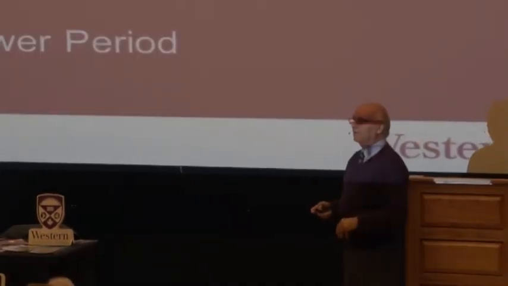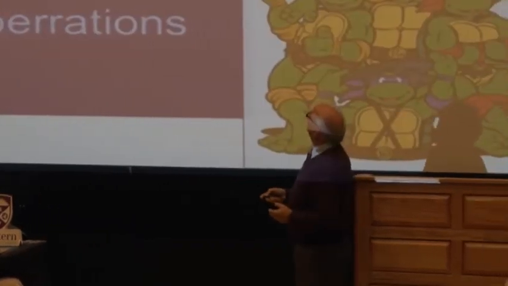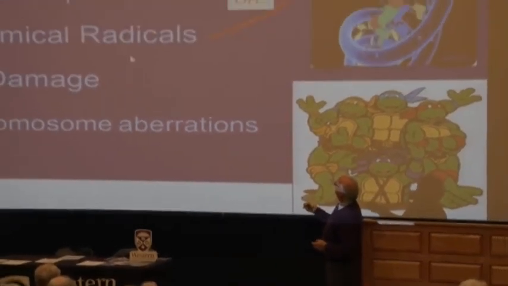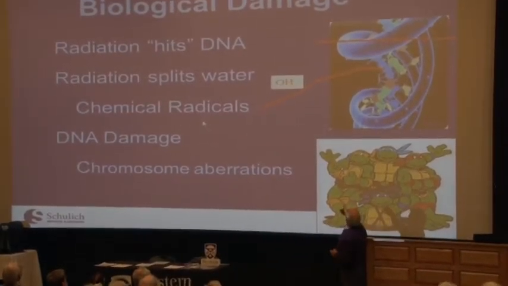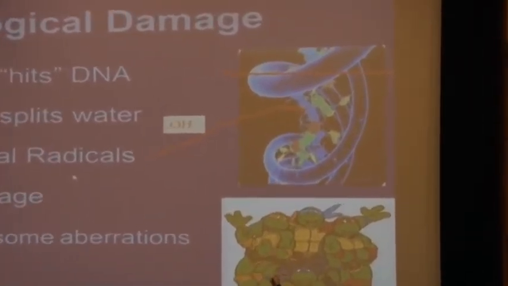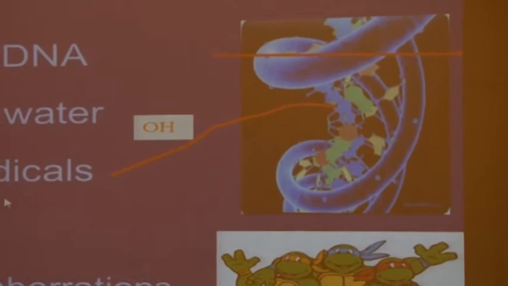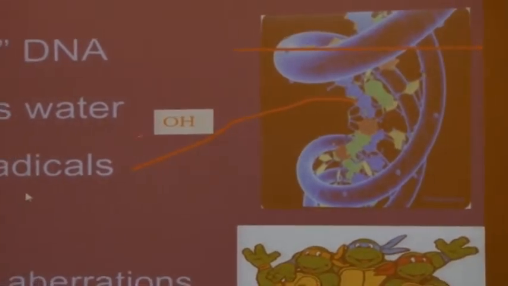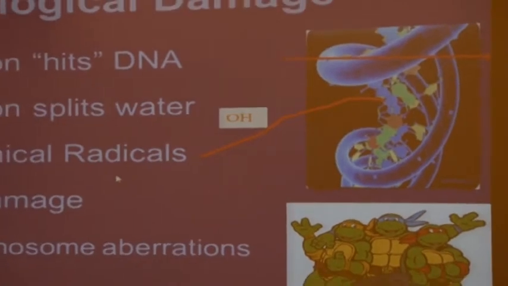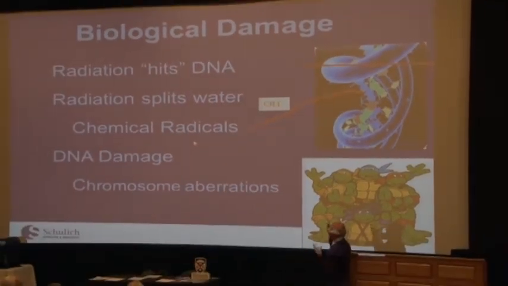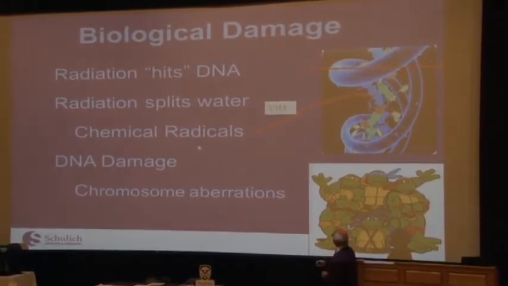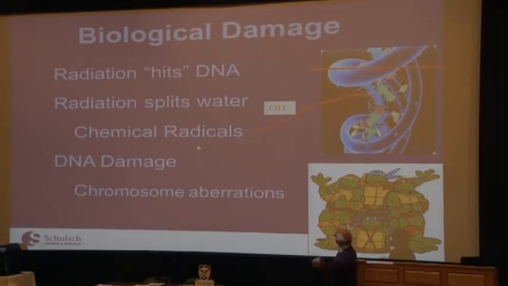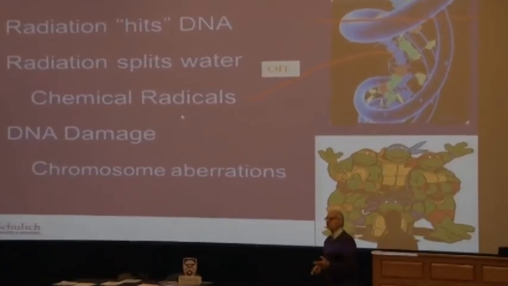So how does the DNA get hurt? How does the body get hurt by radiation? Well, the radiation basically hits DNA. It also splits up water and produces chemical radicals. So there's the hit that takes place. Here's DNA. Here's an electron going through that can break these bonds, the sugar phosphate backbone of DNA. In addition, there are chemical radicals that are produced in water, and these highly reactive species can diffuse and go and attack the DNA. So there's two ways the radiation can cause these damages to the DNA. And then if the DNA is damaged, it can then transform into chromosome aberrations. And you've all seen Teenage Mutant Ninja Turtles. You see what happens if there's too many of those.